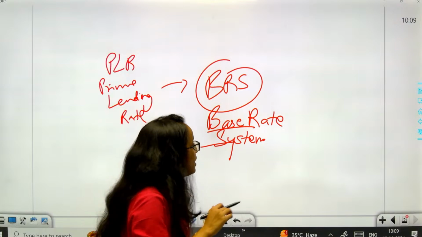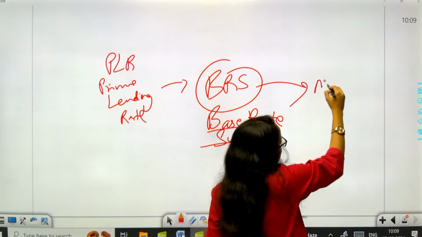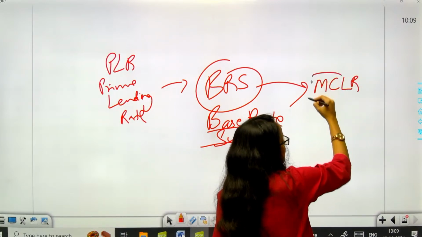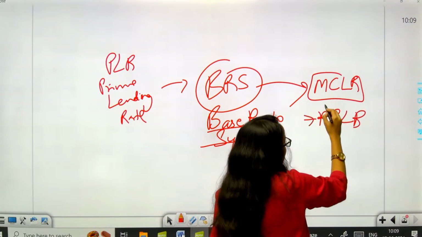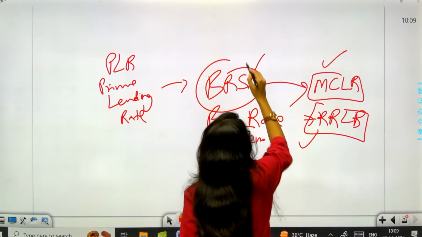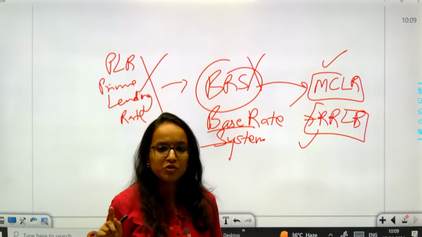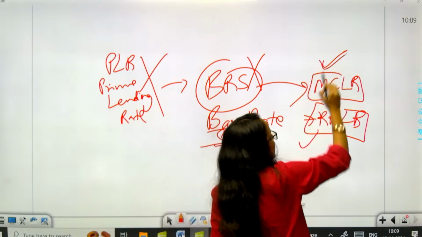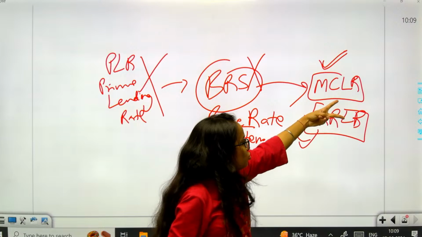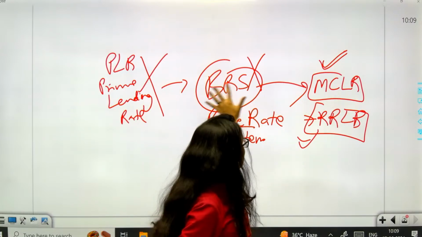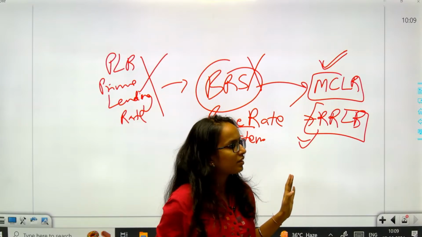But then the base rate system also did not work very properly. So then we had the marginal cost of funds based lending rate, MCLR, and then another, the repo rate based lending rate, RRLR. Remember. Are you able to understand this? Now these two are existing. You should remember that RRLR has not replaced MCLR. These two are coexisting. But these two have replaced the earlier ones.